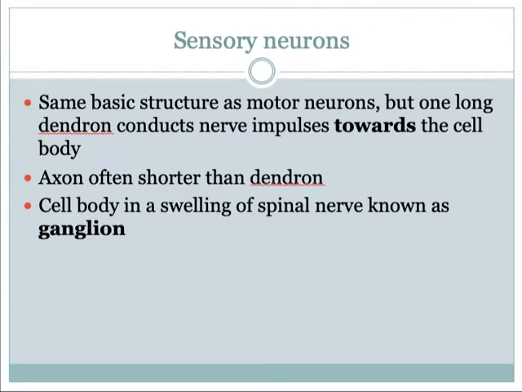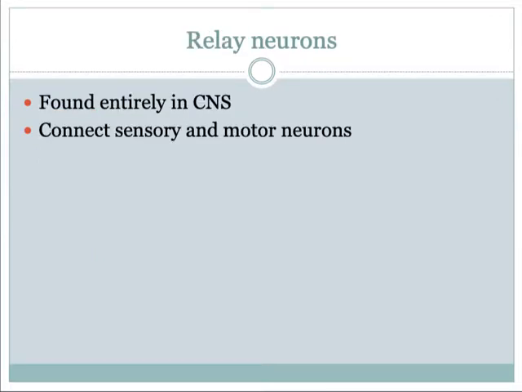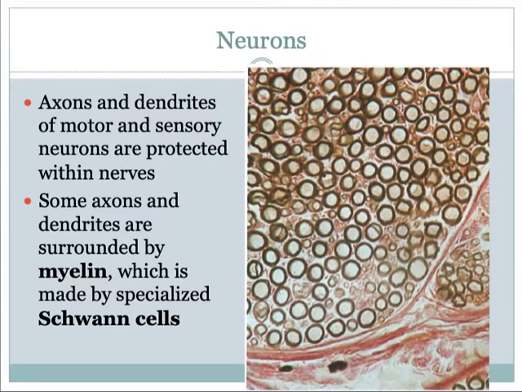Relay neurons are found entirely within the central nervous system, and they connect sensory and motor neurons. Again, they can be called the intermediate neurons or relay neurons. For most of their length, the axons of motor and sensory neurons are protected within nerves.